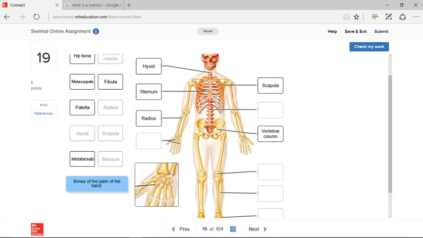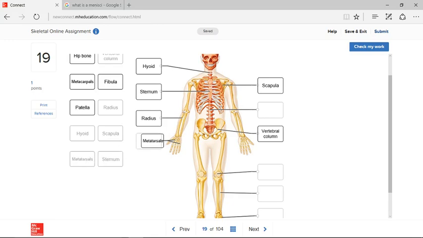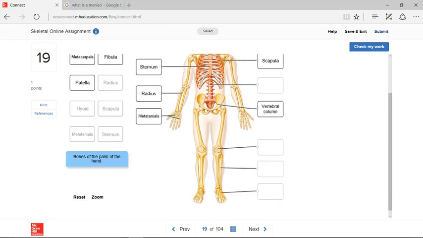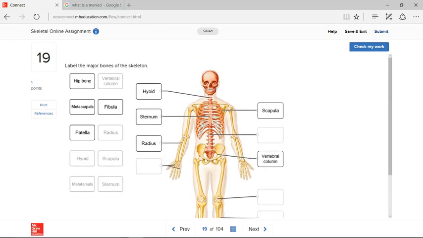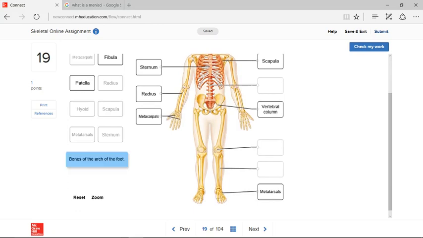Excuse me. We got the metatarsals. Those are just the 5 elongated bones in the hand. Metatarsals. That should be the feet. Metacarpals are up here. I was like reading that, I'm like, they either got this wrong or I got it wrong.